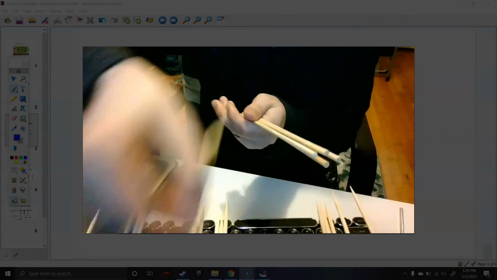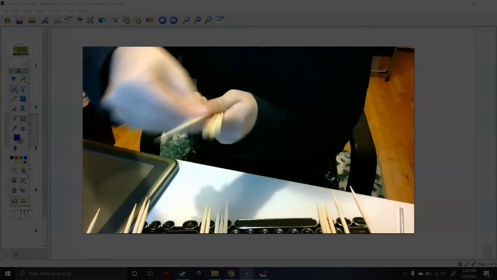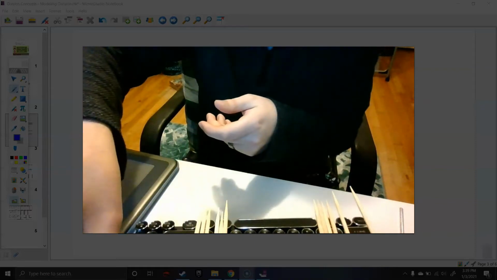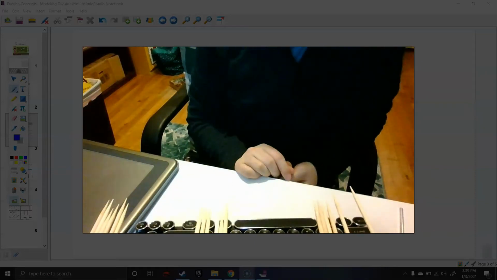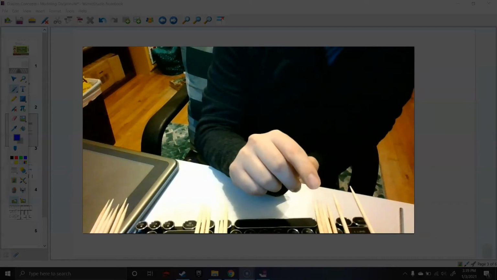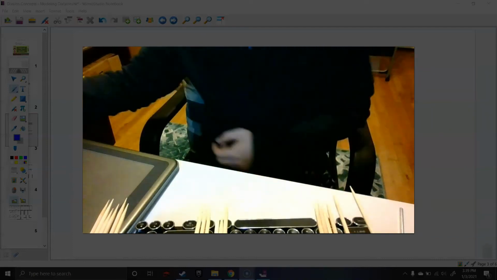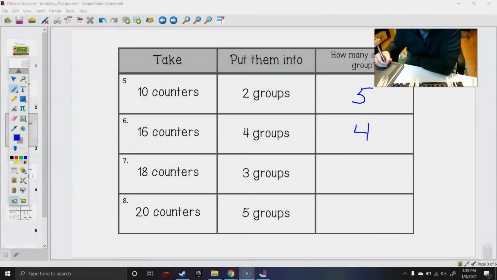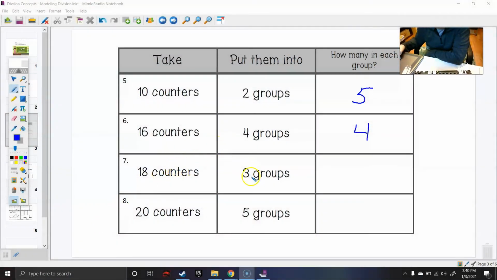Each time that you're dividing a number, you've got to make sure that you're trying to figure out how many go into equal groups. All right, so then we just count. How many do we have in each group? We have 1, 2, 3, 4, 5, 6. So we know that 18 divided by 3 is going to be equal to 6.